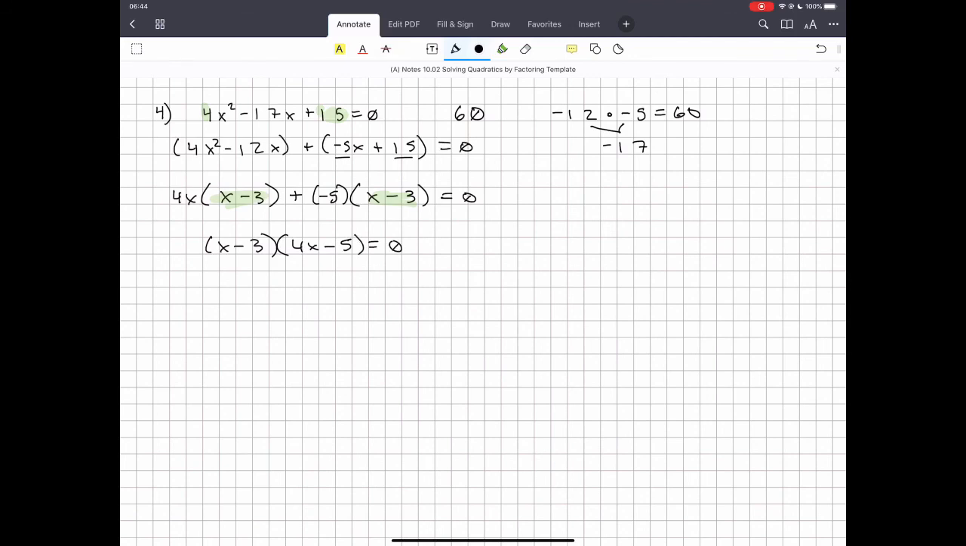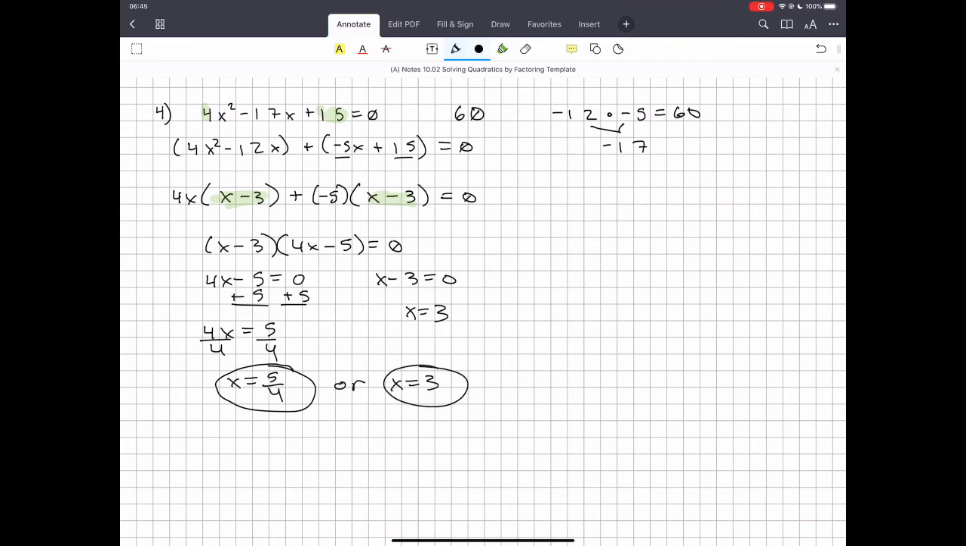So now that we've got to this point, we would work as we would in all of the previous problems. We'd have our 4x minus 5 equals 0, our x minus 3 equals 0. Obviously, this one is x equals 3. And on the other side, we would add 5 to both sides. 4x equals 5. Divide by 4. x equals 5/4. So these are the x-intercepts, and that's it.